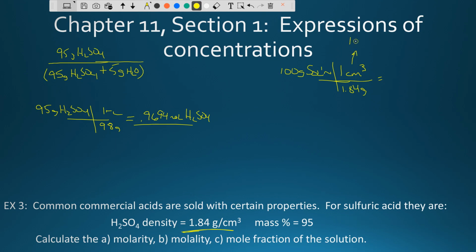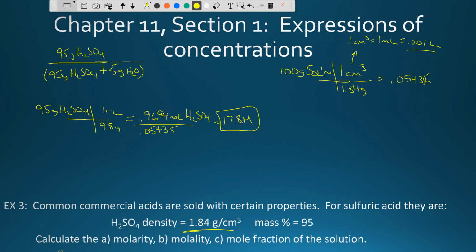remember 1 cubic centimeter equals 1 milliliter, which is 0.001 liters, isn't it? So if I do all of those conversions along the way, divide that, I end up with 0.0543 liters. Okay? So 100 grams of solution, I divide by 1.84, and then remember, I have to multiply that by 0.001. So I end up with 0.9694 divided by 0.05435. I guess I should have a 5 here. And I end up with my molarity being 17.8 M. That's pretty strong. Okay. Remember, it's 95%.